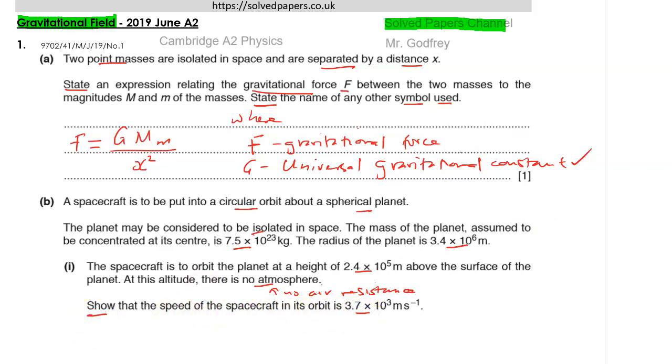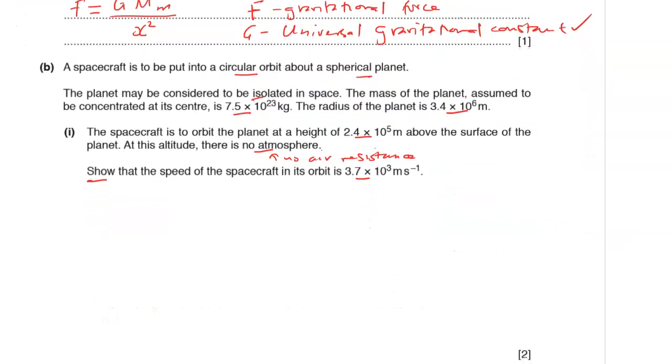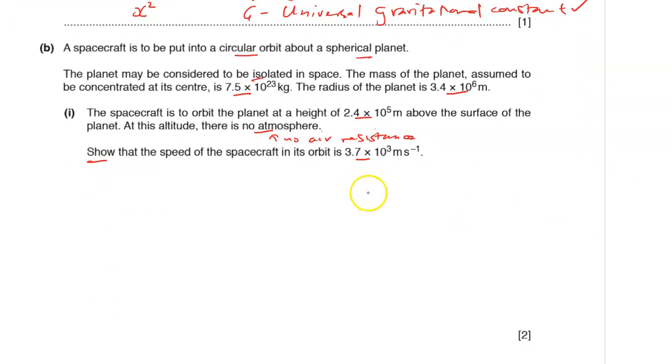When you're told to show, don't fake it, just do it the right way. When we are marking, we always follow your workings. You don't just mark the answer because you're given the answer already. So here, since it is in a circular orbit, this spacecraft is acted upon by a centripetal force.